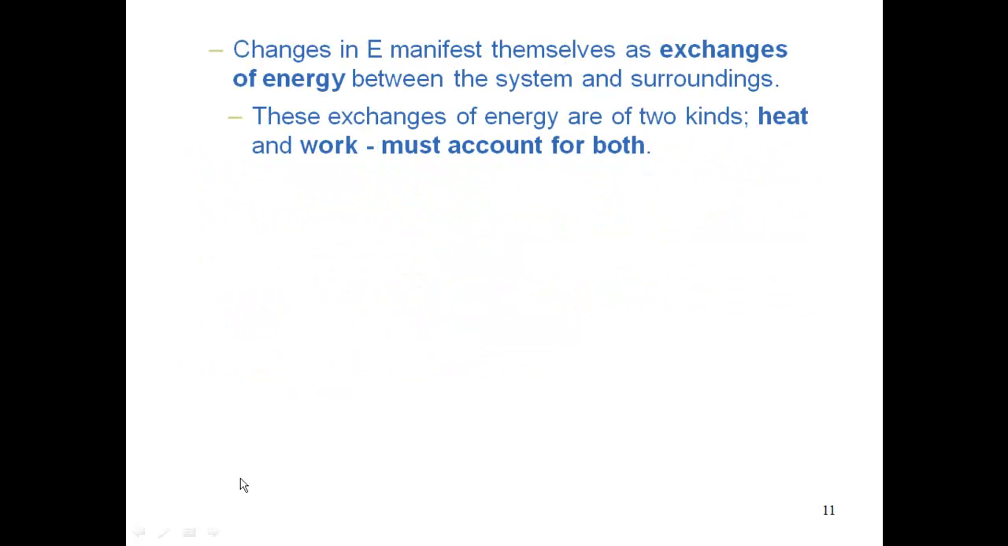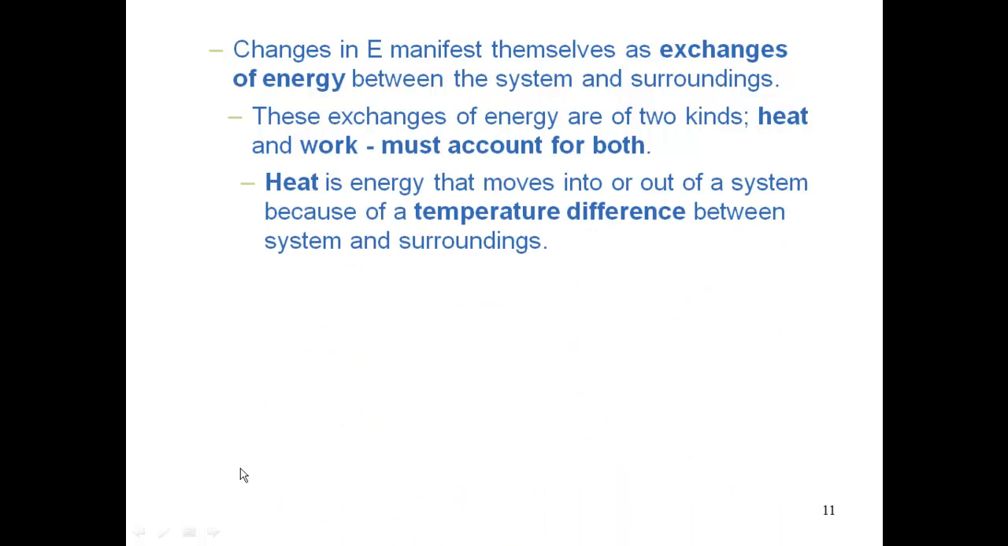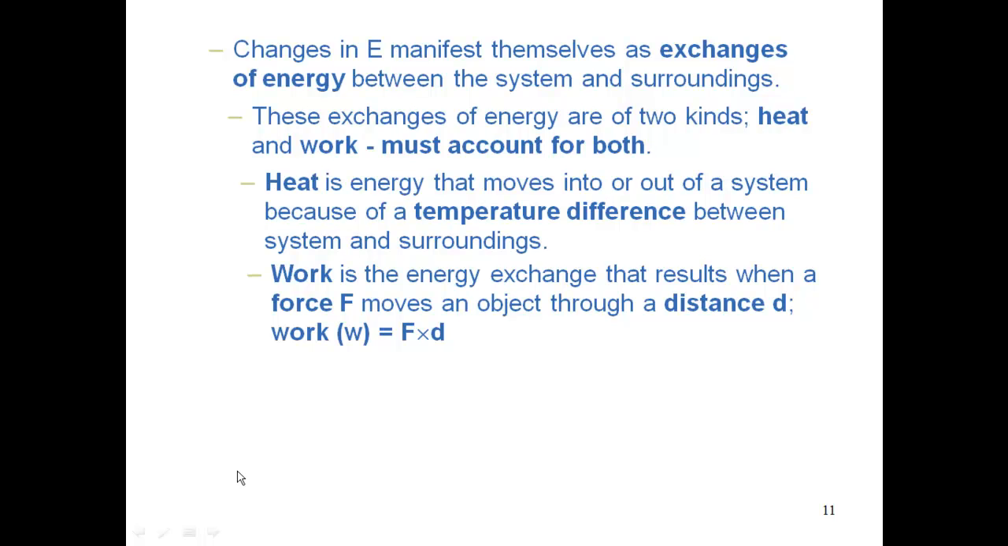Changes in energy manifest themselves as exchanges of energy between the system and the surroundings. These exchanges of energy are two kinds, heat and work. We must account for both. Heat is energy that moves into or out of the system because of a temperature difference between the system and surroundings. As we discussed, we measure that change in heat between our reactants and products. Work is the energy exchange that results when a force F moves an object through a distance d. In other words, work is equal to force times distance.